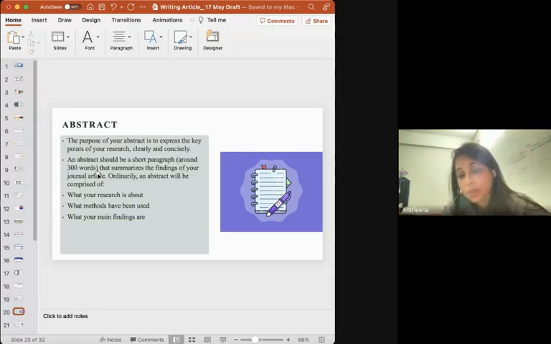An abstract should be a short paragraph, not more than 300 words. Often they also ask you to make it very brief, up to 250 words, and it summarizes the findings of your journal article. Not only the findings, but also what you're going to work on. What is your aim? What is the gap that you are trying to fill? What are your findings? And everything in a very, very condensed way.